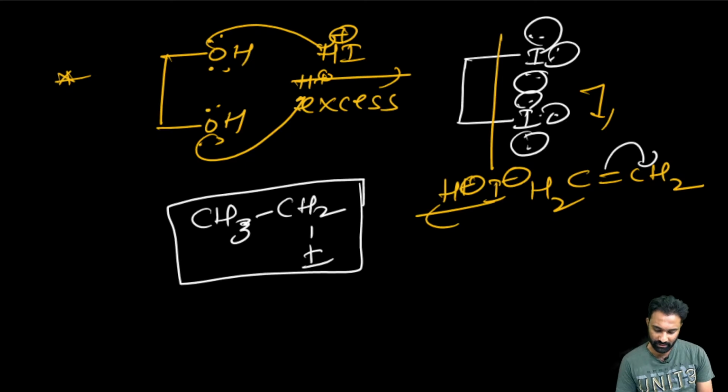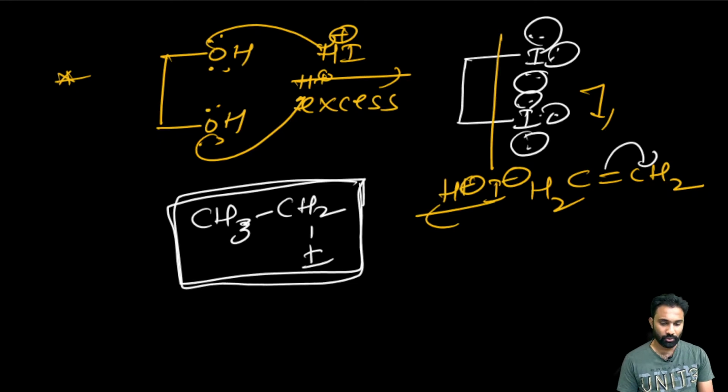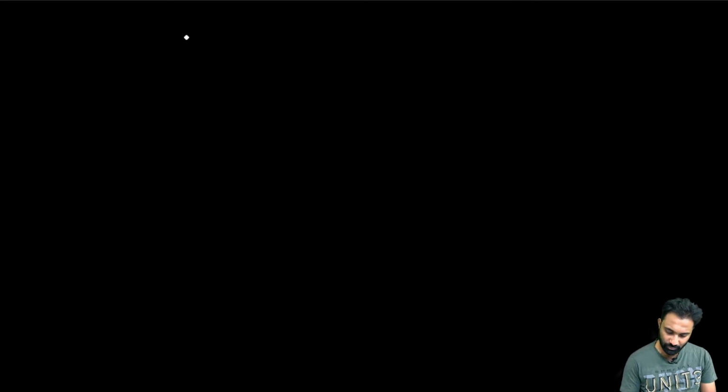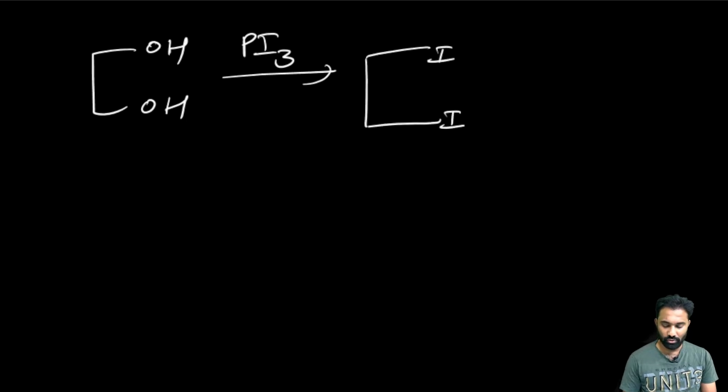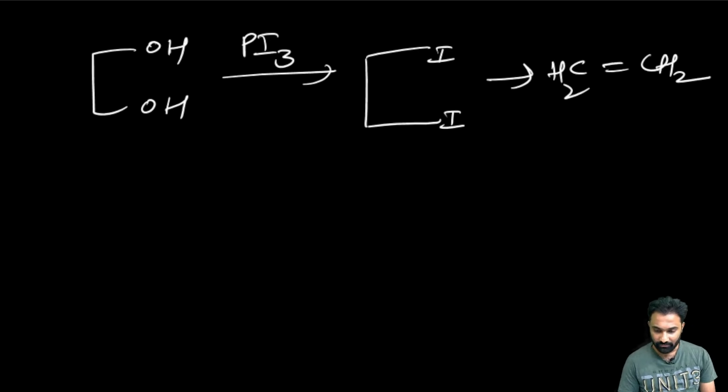If HI is in excess, the ethyl iodide is a stable product. You have to be very careful with this type of product; they stress with this type of question only. Next, if ethylene glycol and PI3 are given, here also the OH is eliminated and the iodine forms. Because these two iodines are unstable due to their large size, it again converts into the alkene.